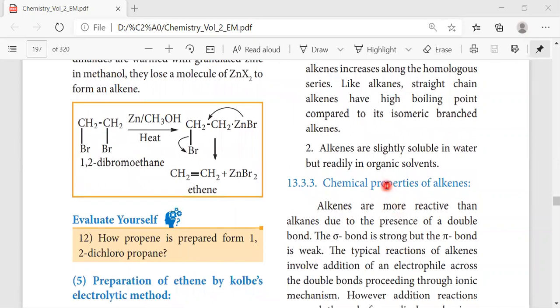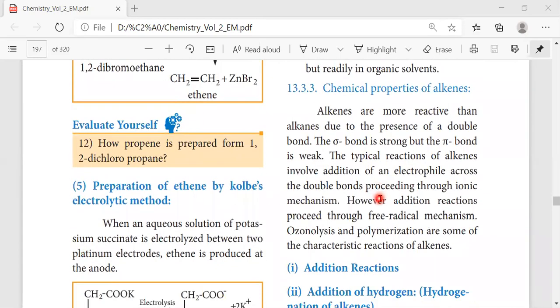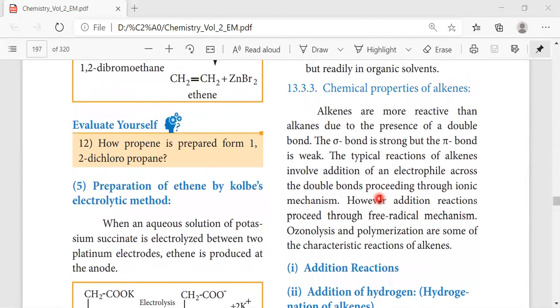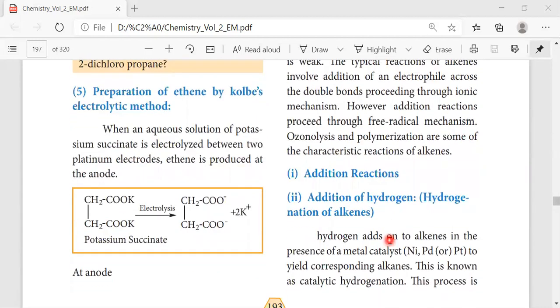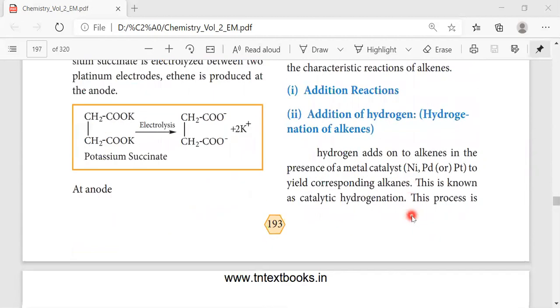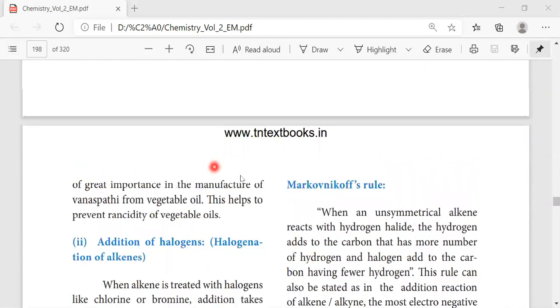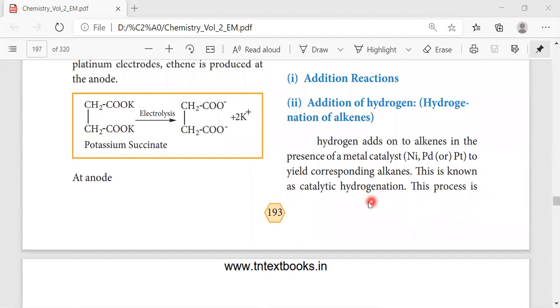Now we'll move on to the chemical properties of alkene. In chemical properties, we move on to different kinds of reaction, like addition reaction. Then the addition of hydrogen, which is simply the hydrogenation of alkenes. This takes place with the example of vanaspati. We all know vanaspati, we have to take it from the oil.